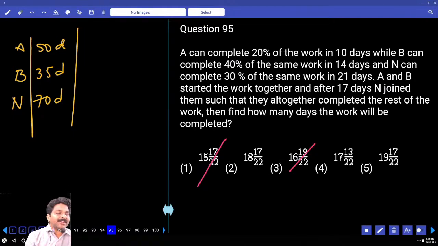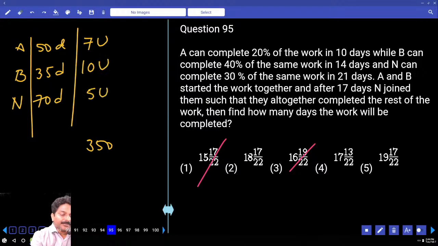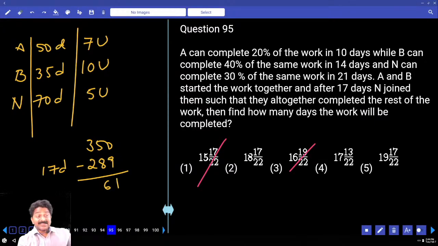Now let's see: 50, 35, 70. LCM 350. A will do 7, B will do 10, N will do 5. For the first 17 days, who worked? A and B together will work 17 units per day. In 17 days, 17 times 17 is 289. How many units are left? 61. Who will do these 61 units? All together. All together per day will do 22. And they need to complete 61. That means they need 61 by 22.